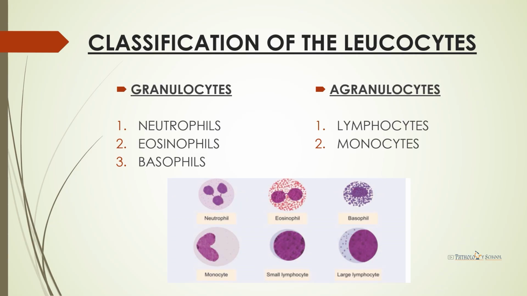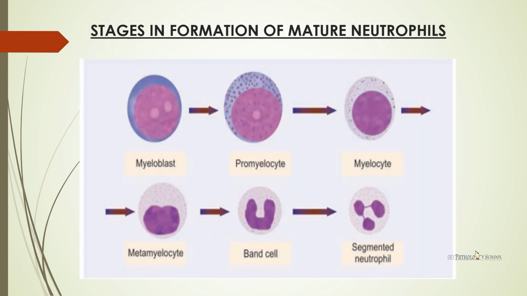Classification of the leukocytes. Leukocytes are divided into two types, the granulocytes and the agranulocytes. In the granulocytes, we have the neutrophils, eosinophils and basophils, and in the agranulocytes, we have the lymphocytes and the monocytes. Stages in the formation of the mature neutrophils are the myeloblast, promyelocyte, myelocyte, metamyelocyte, band cell, and the segmented neutrophil.